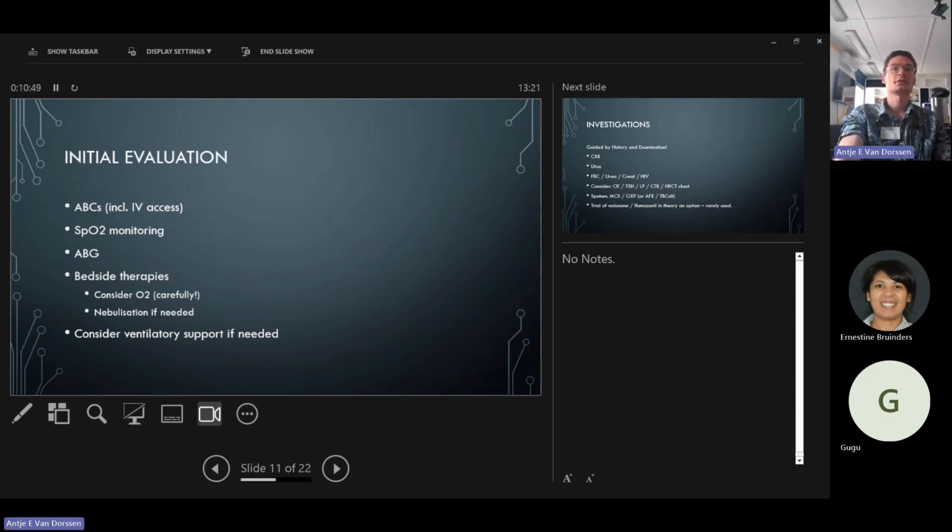This patient comes in to EC, for example. I think we all well understand the initial evaluation of these patients: ABCs according to ACLS principles, including IV access. I think important for these cases is to get monitoring of your oxygenation and do an ABG, which will set us up nicely.